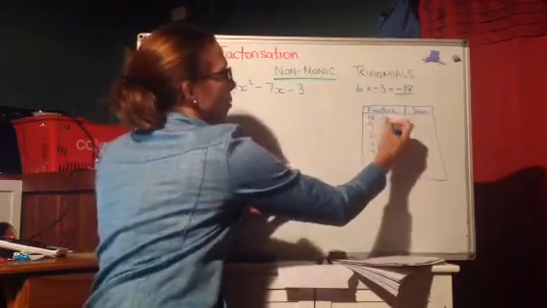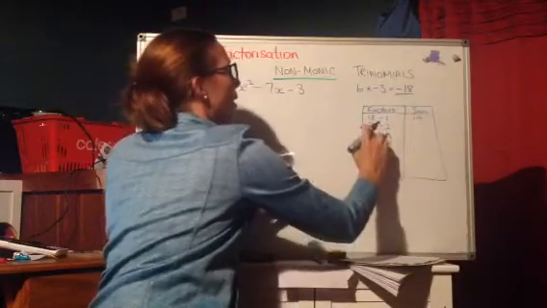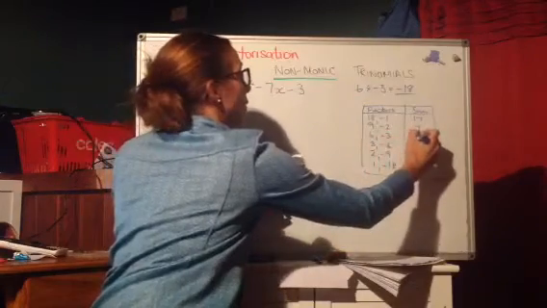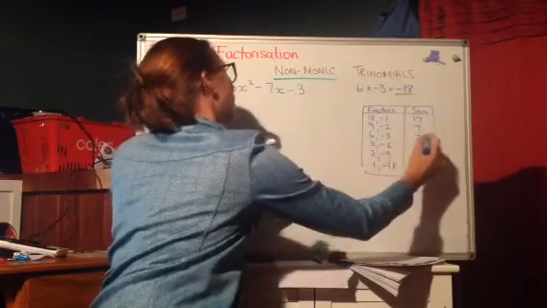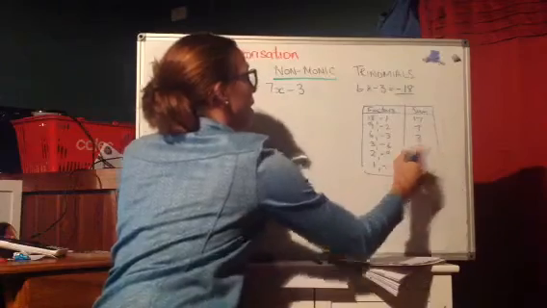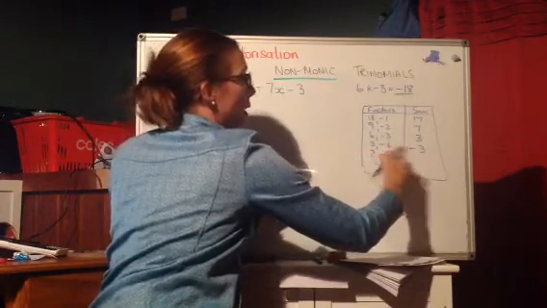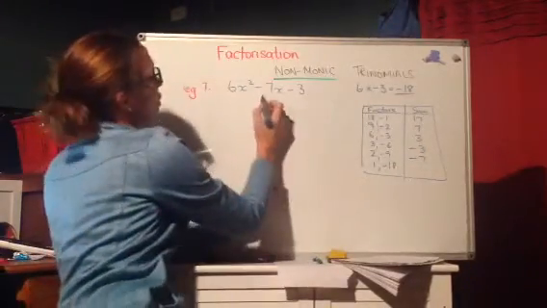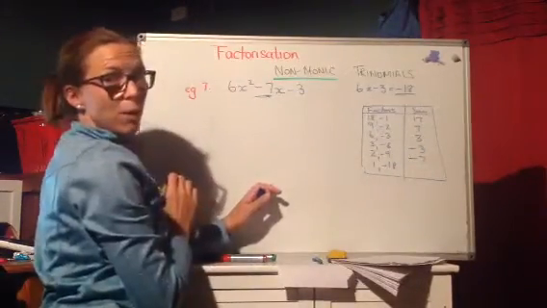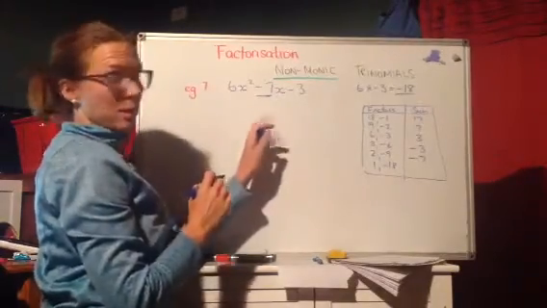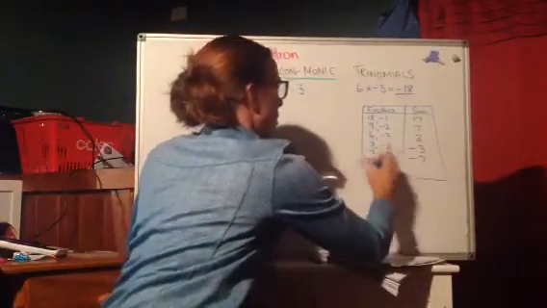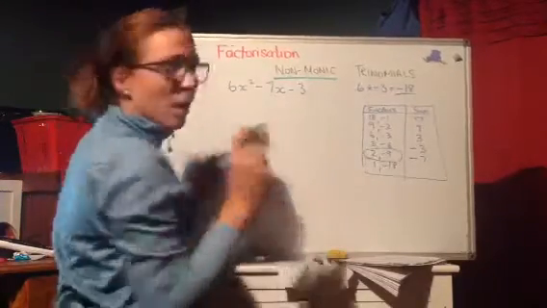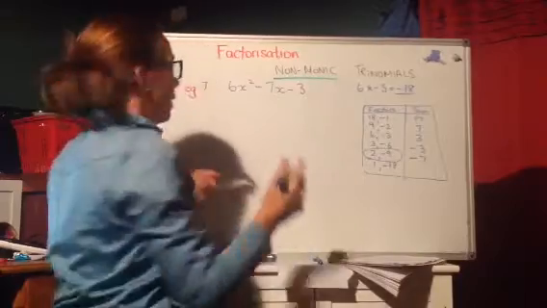So 18 plus negative 1 is 17, 9 plus negative 2 is 7, 6 plus negative 3 is 3, 3 plus negative 6 is negative 3, 2 plus negative 9 is negative 7. Hang on a minute, that's what I was looking for. I was looking for negative 7. I'm looking for that coefficient. So that bit stays the same. So I'm going to use this factor pair. I'll just rub that out for a moment. Step 2, if you like.